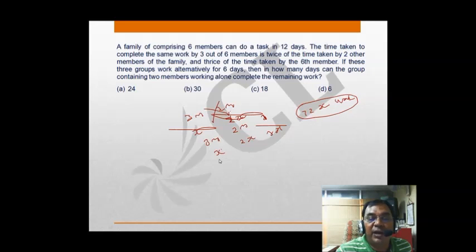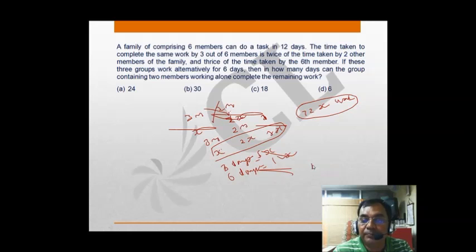So in one day, 6x work is done. In 3 days, 6x work is done. Then in 6 days, 12x. The remaining will be 60x.